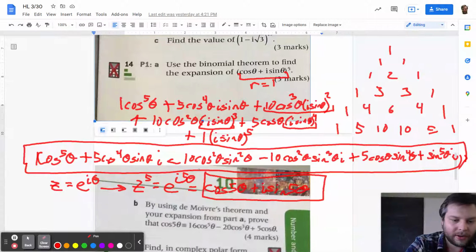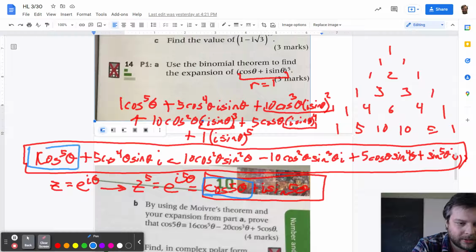Because I'm only asked about cosine, I'm only going to look at the real parts here. So I can say cosine of 5 theta is equal to the real parts. So I'm just going to circle the real parts in blue. Skip that next one.